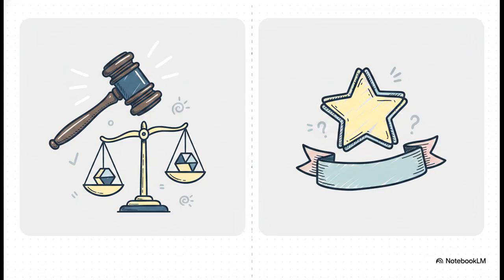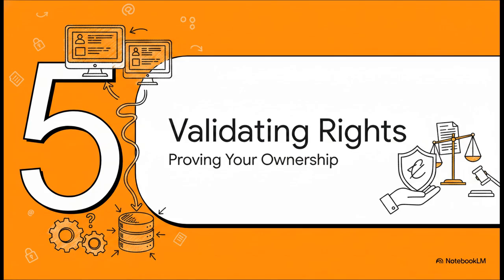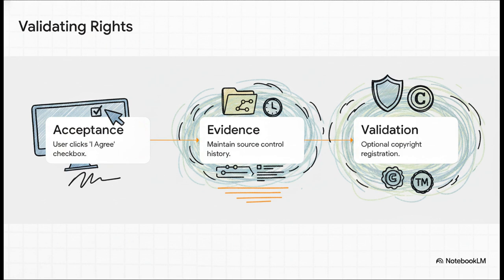Which brings us to Section 5, validating your legal rights, proving your ownership. Let's say the absolute worst happens. A competitor clones your UI and starts scraping your database. If you actually have to defend your code, how do you prove it's yours in a fight? Interestingly enough, you generally don't need immediate government validation to have a binding agreement. Enforcement actually relies on a solid three-step sequence.